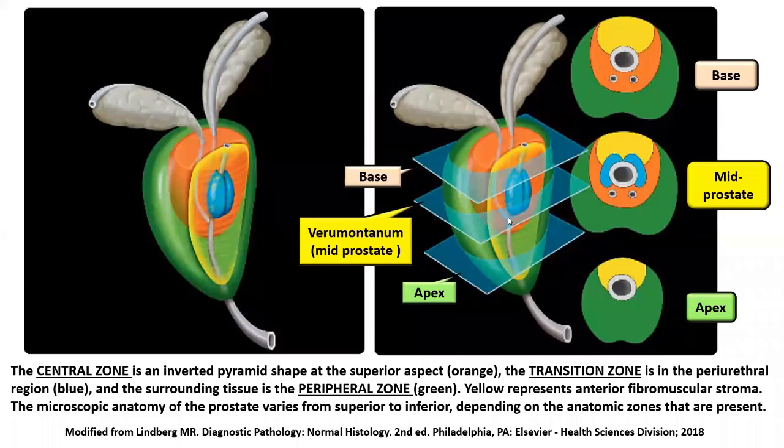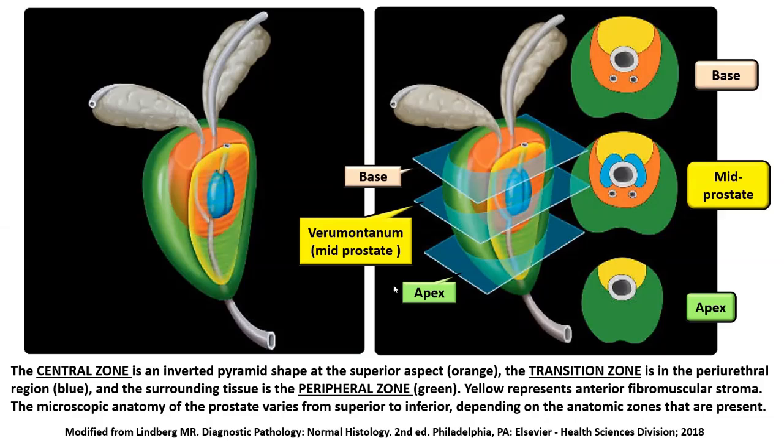Before moving on to the histology, let's have a little bit of conversation about the various zones of the prostate. This beautiful picture illustrates the three important zones that you see in the prostate. The first is the central zone, marked out in orange. The second is the transitional zone, marked out in blue. And the last is the peripheral zone, marked out in green.